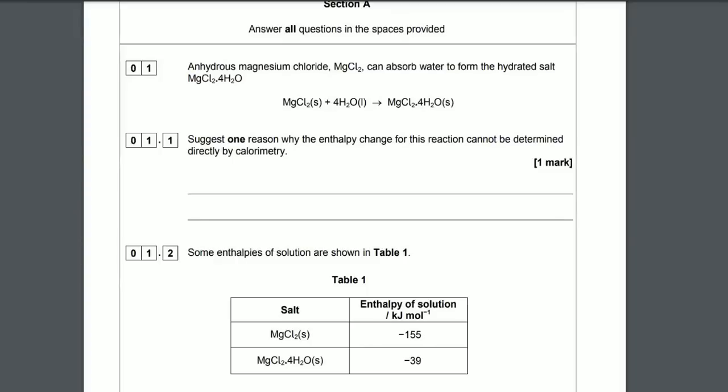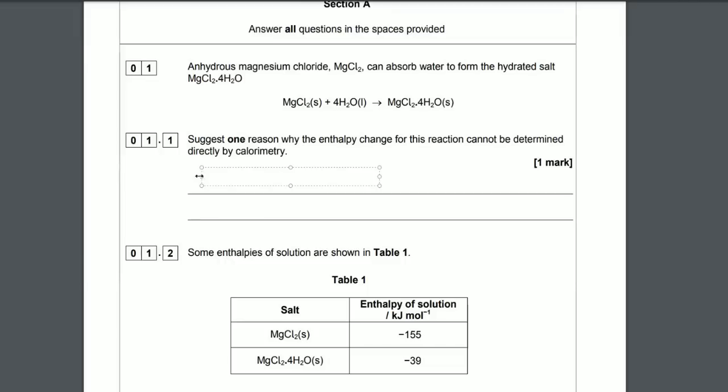Question 1. Anhydrous magnesium chloride can absorb water to form the hydrated salt magnesium chloride 4H2O. Suggest one reason why the enthalpy change for this reaction cannot be determined directly by calorimetry. Pause the video, have a go, then unpause and watch the answer.